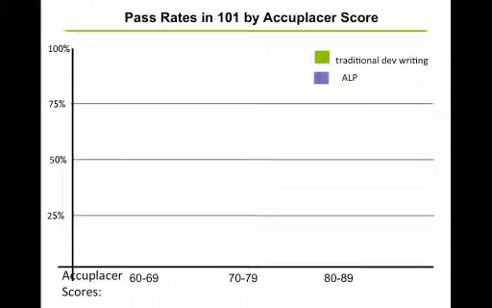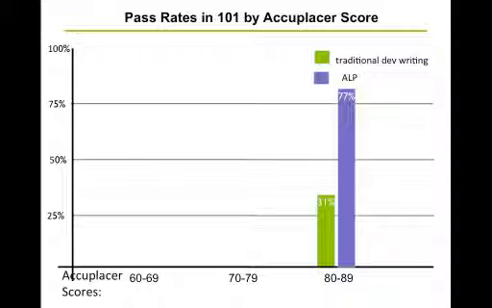And now, this was probably the most startling data we've seen yet about ALP. Remember back in the last video, I talked about the fact that lots of people have asserted that ALP is only good for students close to the cutoff score for 101. We wanted to see just how true that was. So we used the AccuPlacer, and for students who scored in the highest 10 points, 80 to 89, we found that 31% of students from the traditional developmental course passed English 101, whereas 77% of the ALP students did.